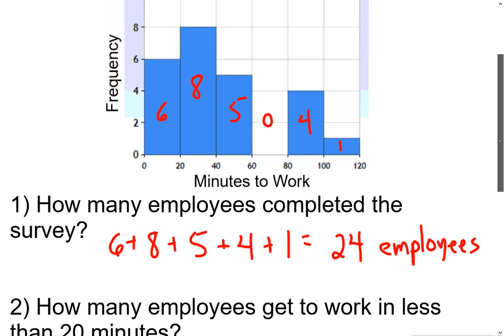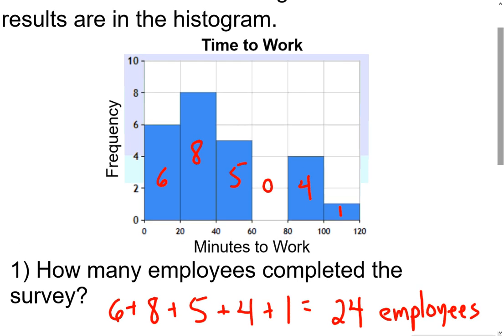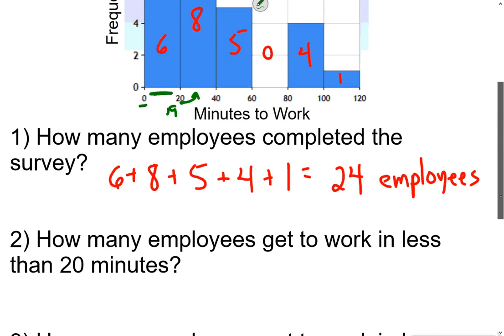Now, the next one asks, how many employees get to work in less than 20 minutes? Less than 20 minutes would tell me, 19, 18, 17, something like that. So then I just come up here and I look at this first interval right here. That one, remember, goes from 0 all the way up to 19. The 20 here is in the next bar. So if I want to know how many made it in less than 20 minutes, well, my answer would be 6.